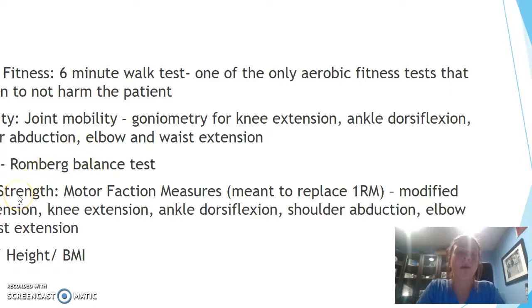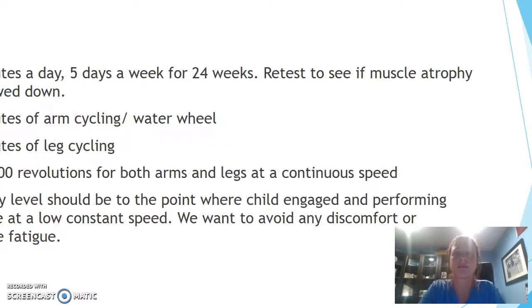And then for muscle strength, I would go about using motor function measurements. This is meant to replace the 1-rep max testing that we would use for a typical healthy client. So it's modified hip extension, knee extension, ankle dorsiflexion, shoulder abduction, elbow and wrist extension. And then obviously we would gather weight and height for his BMI, just to have that on record. As we progress through training, as the child grows, obviously height and weight will need to be monitored.